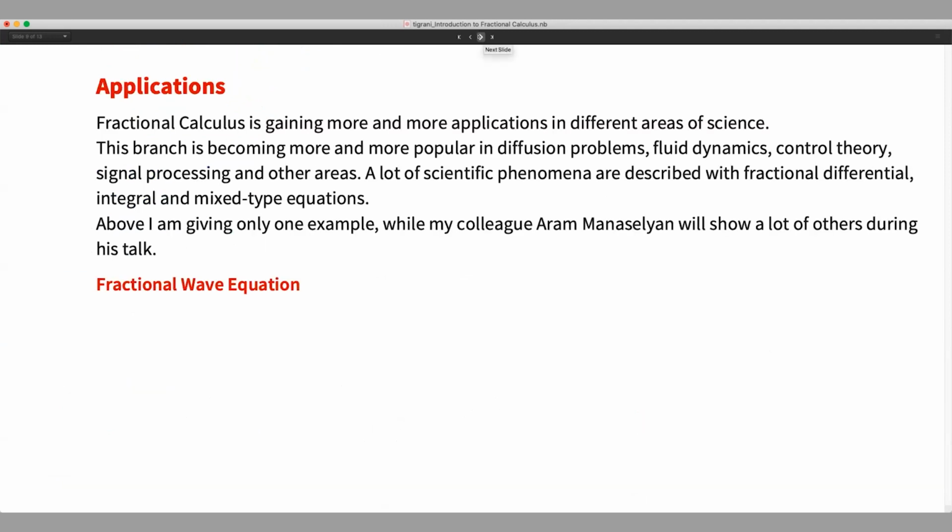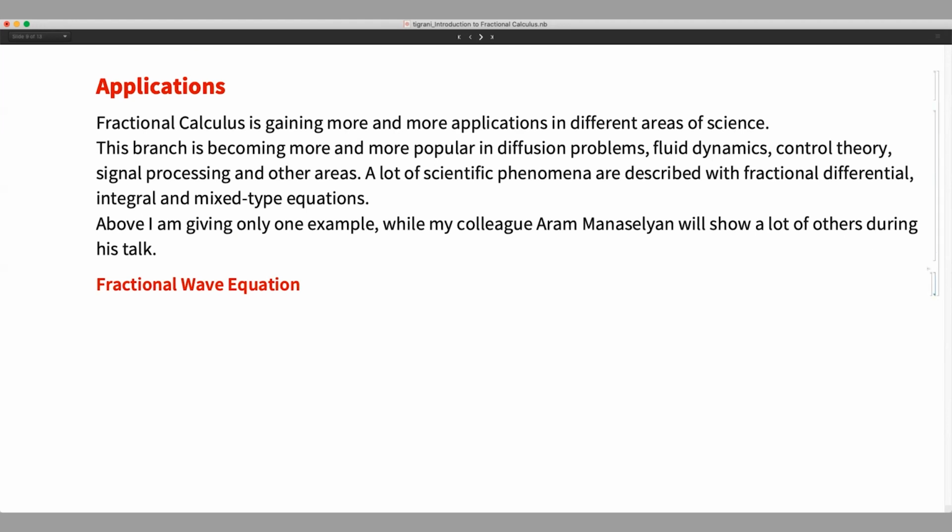Yeah, so I think that was all about CaputoD, FractionalD, and their numerical versions. Now let's talk about applications. So generally speaking, fractional calculus is gaining more and more applications in different areas of science. There are a lot of articles on this. These fractional differential equations are used in different problems like fluid dynamics, diffusion problems, control theory, signal processing, and others.